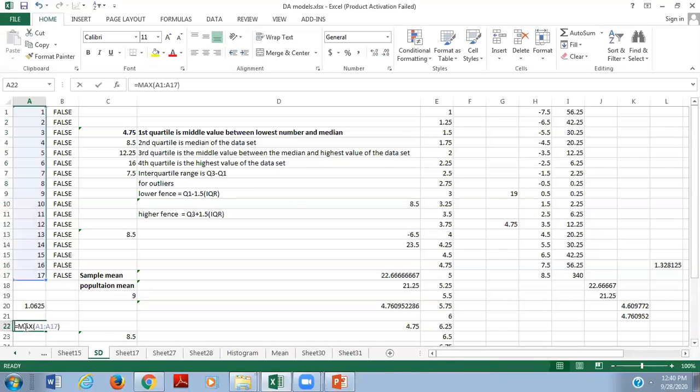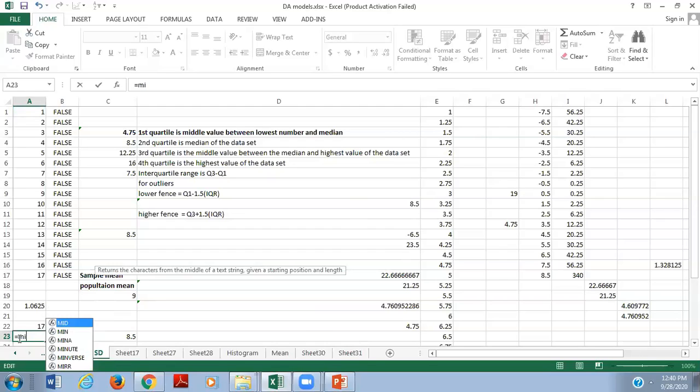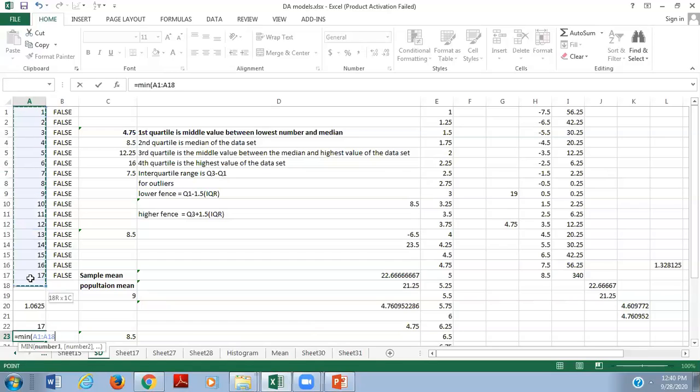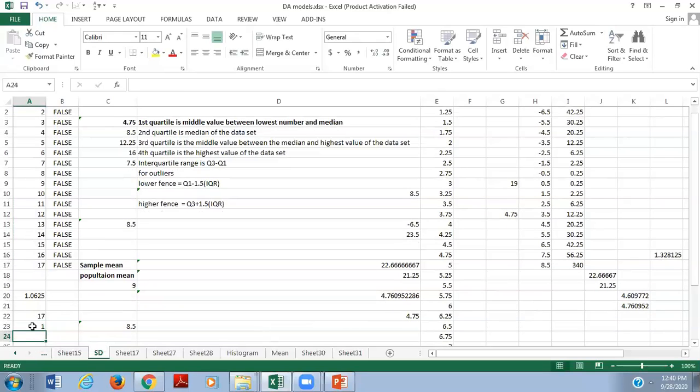17 came here. If I'm going to ask you what is the minimum value of this particular series, just by observing you are able to know that 1 is the minimum value of this series. But I'm going to calculate it for you through a formula. MIN, minimum, bracket start, select the series, bracket close, enter, value came 1, right?